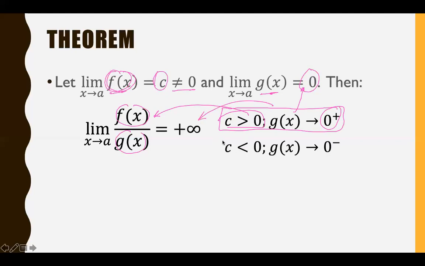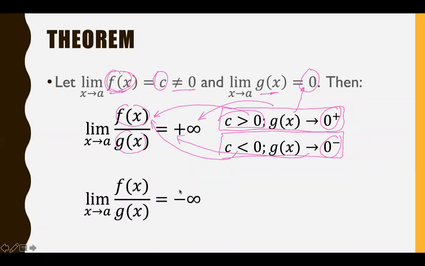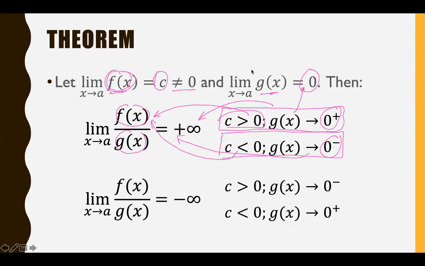The same thing here. For example, if we solve the value of the numerator f of x, and c is less than 0, so numbers less than 0, like the negative numbers, and g of x is approaching 0 from the left, still the answer is equal to positive infinity. Now, what's the other theorem, sir, under that? So the other one is this. It will be negative infinity if following these two conditions.